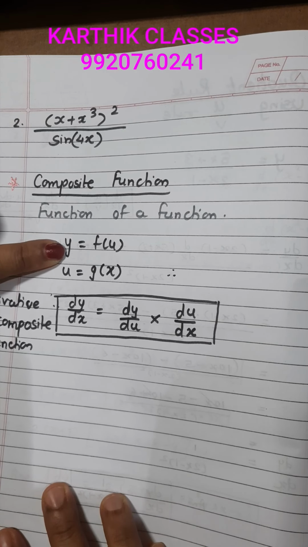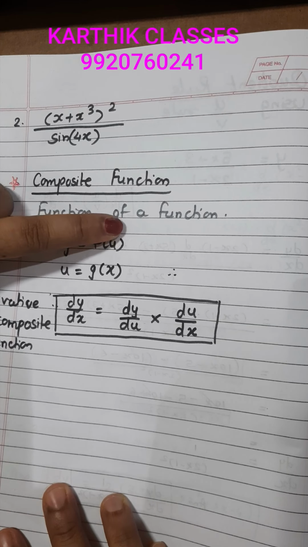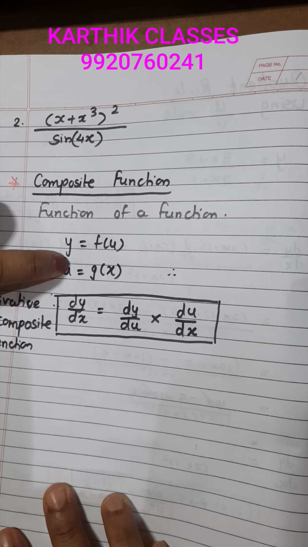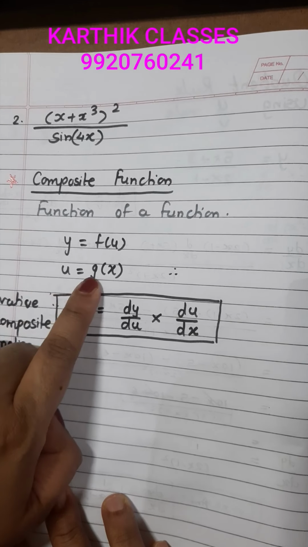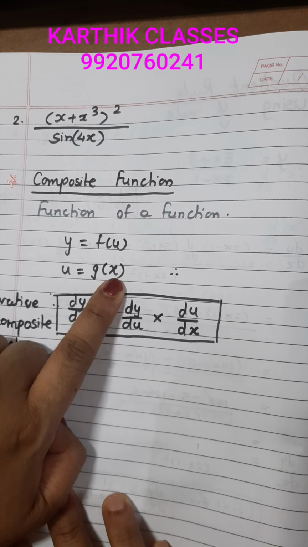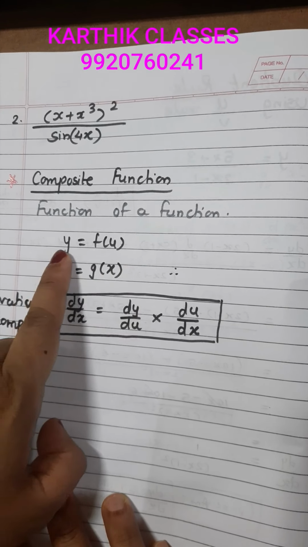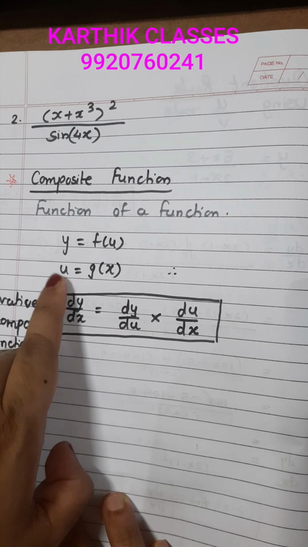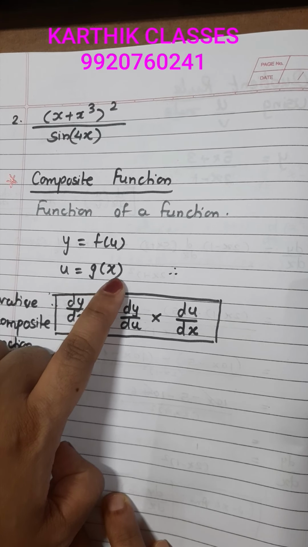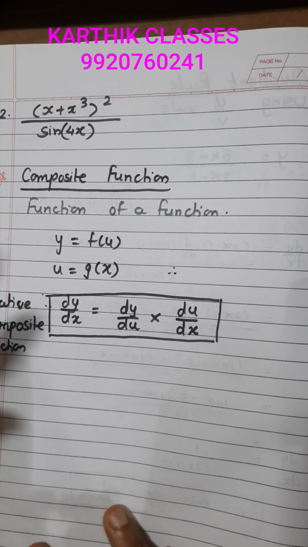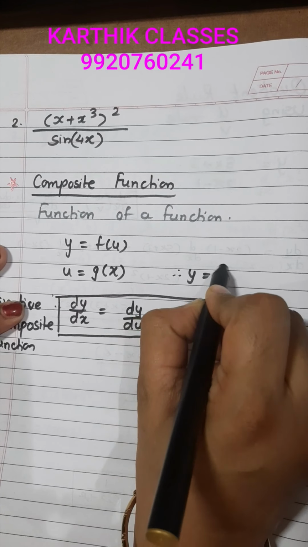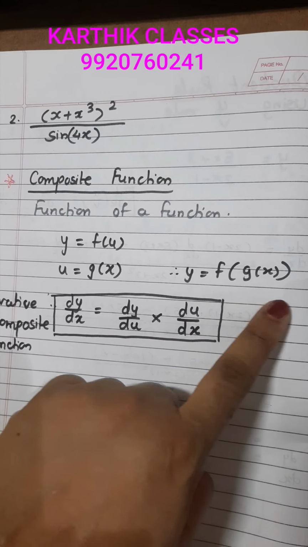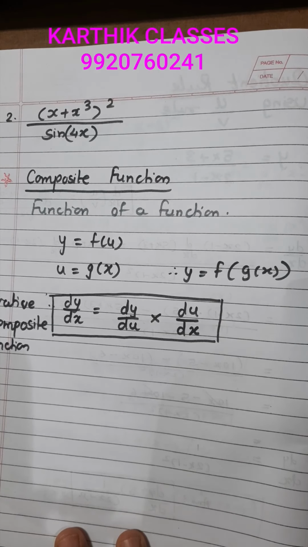Just see how I have written here. Let's say variable y is a function f of variable u. In turn, variable u is a function g of x. So y is some function of u, and u is some function g of x. So we can write y as f of g of x. Such a type of function is called a composite function.